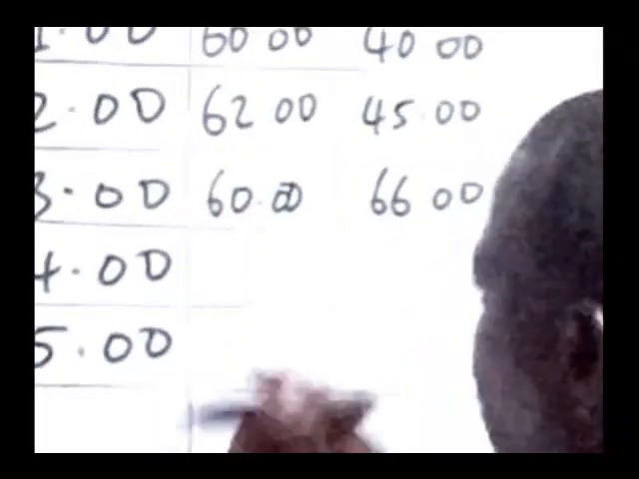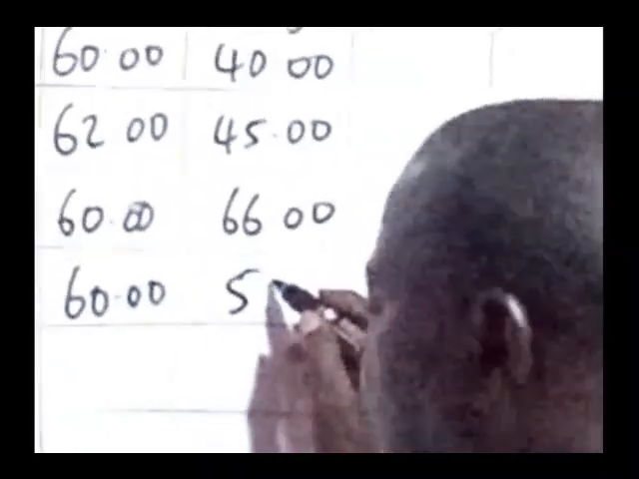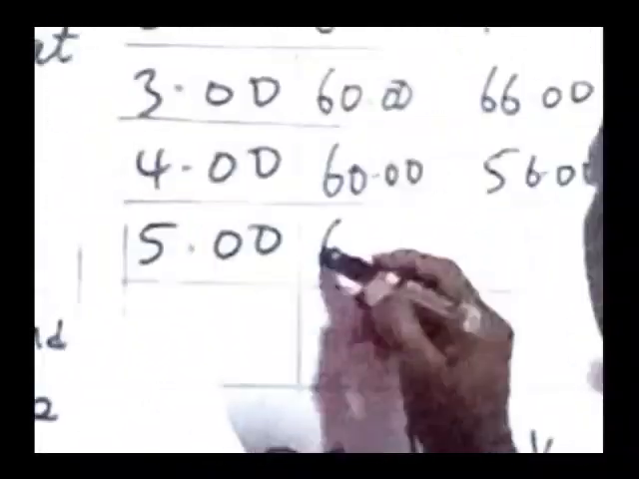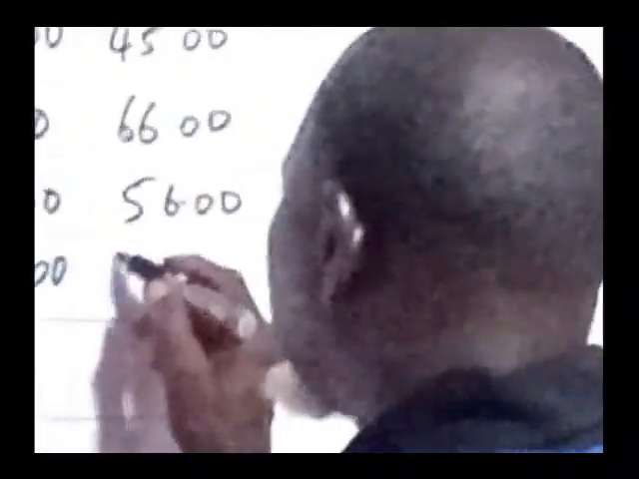For S equal to 3 centimeter, theta 1, 60.00, theta 2, 66.00. For S equal to 4, theta 1 is 60.00, theta 2 is 56.00. For S equal to 5, theta 1 is 65.00, theta 2 is 60.00.